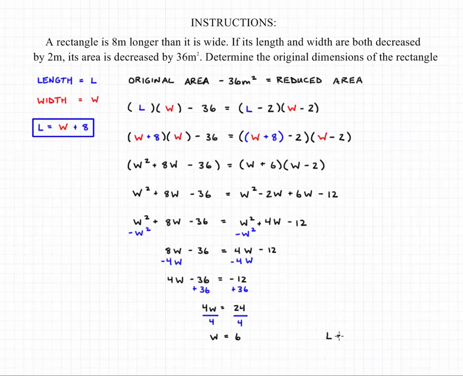Going back to the original relationship between length and width, we know that length is the width plus 8, so the length has to be 6 plus 8, which means length is 14. And so width is 6, length is 14 are our final answers.